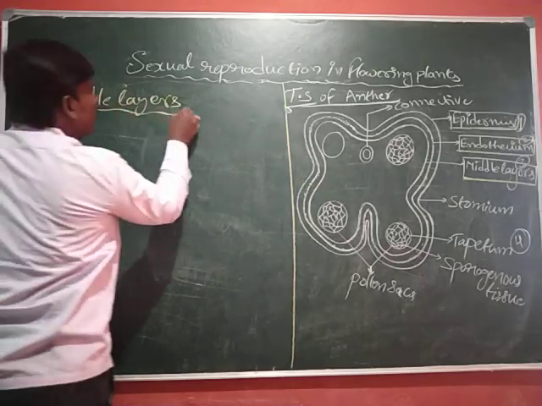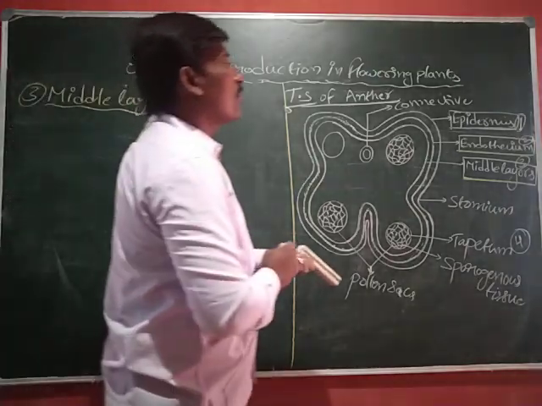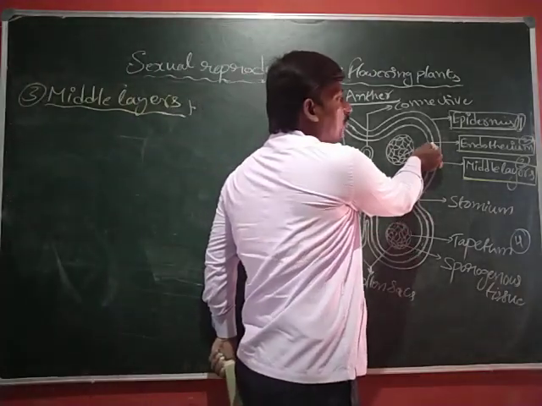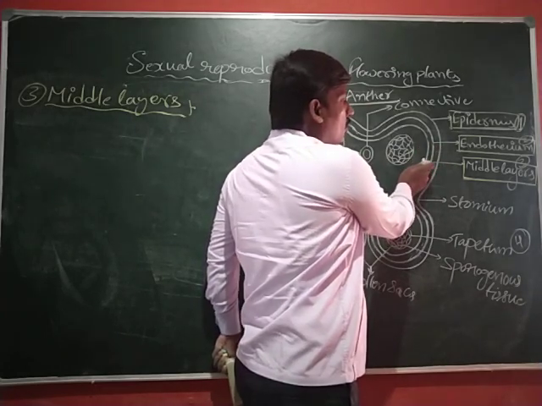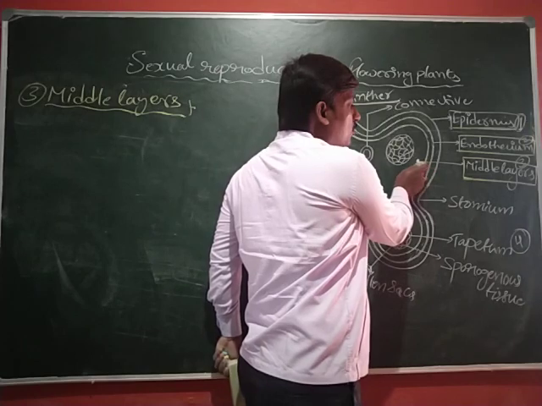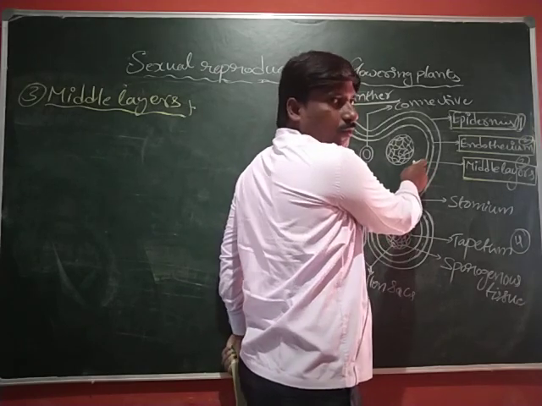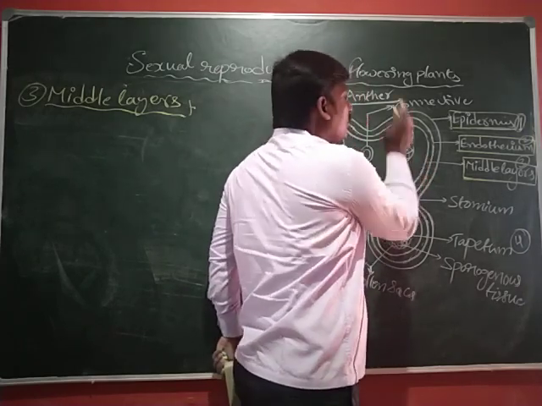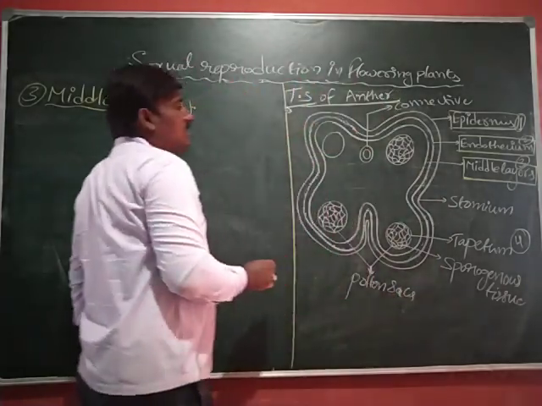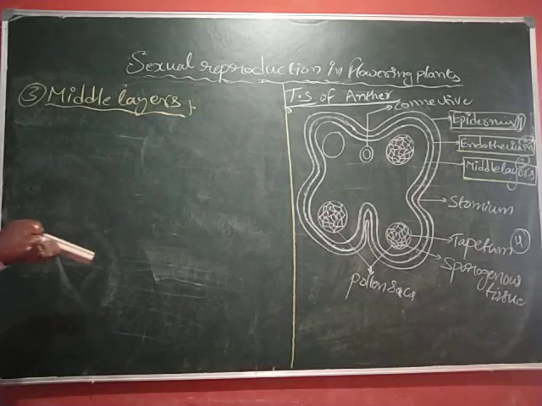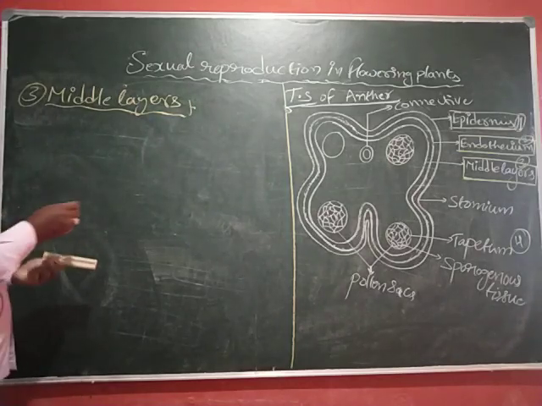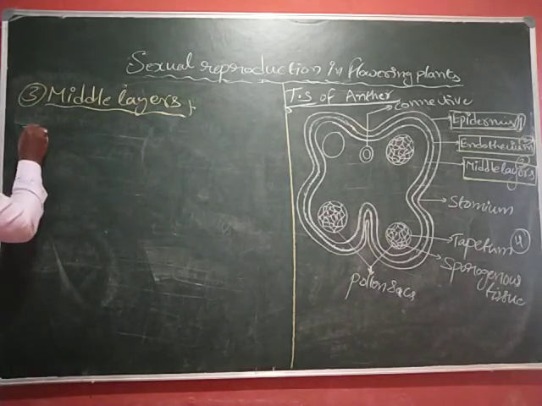Middle layers are situated just below the endothecium. This is the endothecium, and these are the middle layers. The middle layers are present just below the endothecium. Basically, middle layers are made up of parenchyma tissue or parenchyma cells.